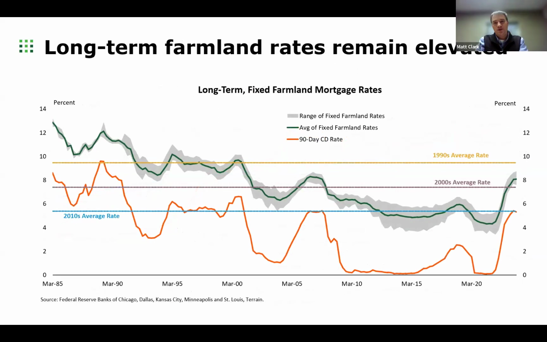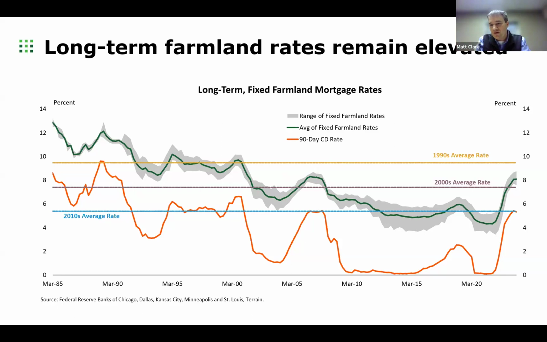It's also important to think about the way cash will impact our farmland purchases or our farmland note discussions. So here in green, you have the average fixed farmland rate going back to 1985. And that little gray band is the range around those notes from various surveys that I'm using. Those dotted lines are the averages that we had in the 1990s in yellow, the 2000s in purple, and the 2010s in blue.